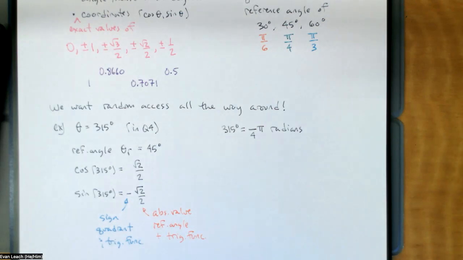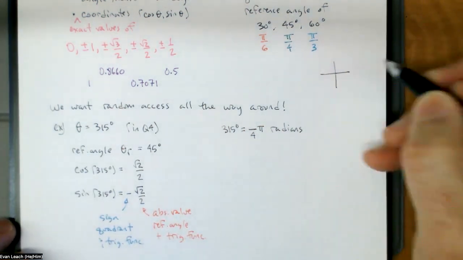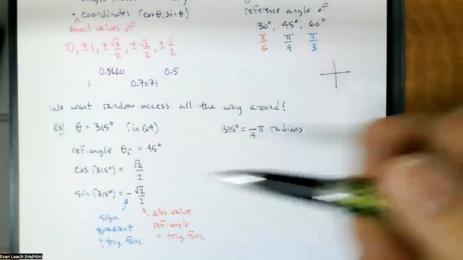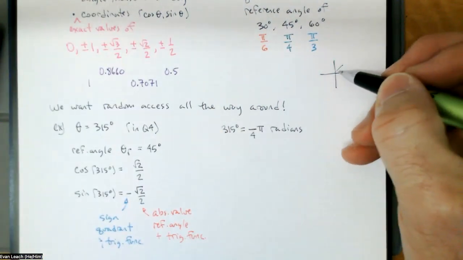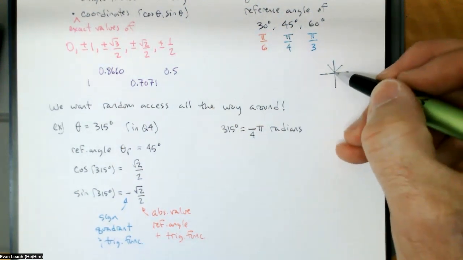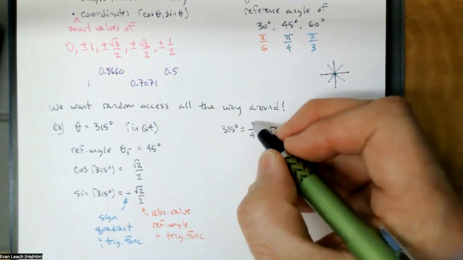So if we've got a reference angle of 45, that means we're going to have some multiple of pi over 4. And it's going to be an odd multiple of pi over 4. So we just have to think about here's 1 pi over 4. Here's 2 pi over 4, 3 pi over 4, 4 pi over 4, 5 pi over 4, 6 pi over 4, 7 pi over 4.